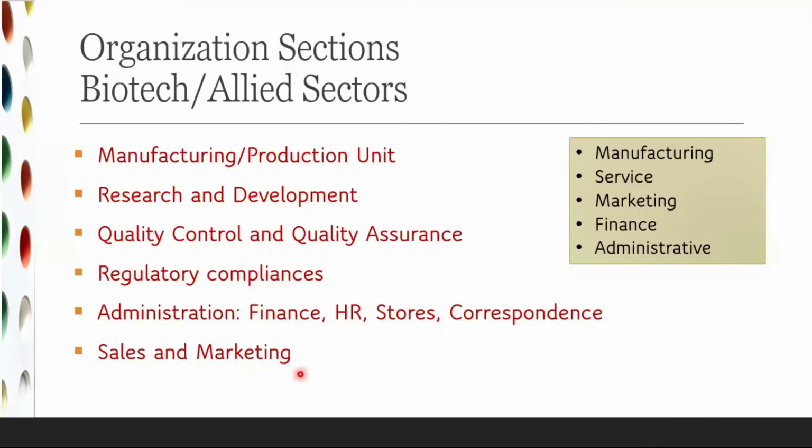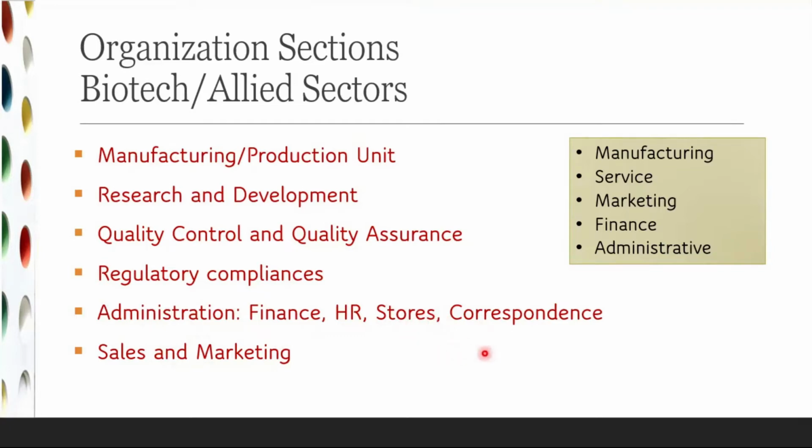Now, any industry which is involved in manufacturing would have a manufacturing or a production unit. It'll have a research and development unit. It'll have a quality control and a quality assurance department. It will have a department that takes care of the regulatory compliances. Then it would have a sales and marketing team, and it would have an administration department, which will cover the finance, HR, stores, correspondence, and so on, very similar to the administrative office at our institute.